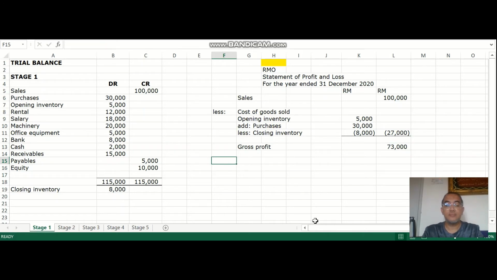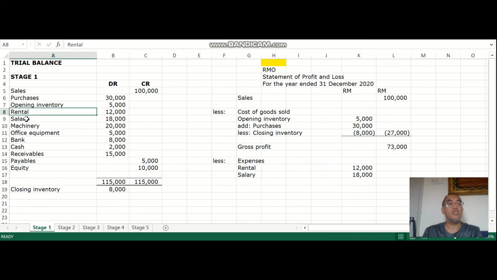And less, of course, just now we have already separated the items between profit and loss and financial position. So I minus expenses. What are the expenses that we have here? We have rental and salary. Rental is 12,000 and salary is 18,000.